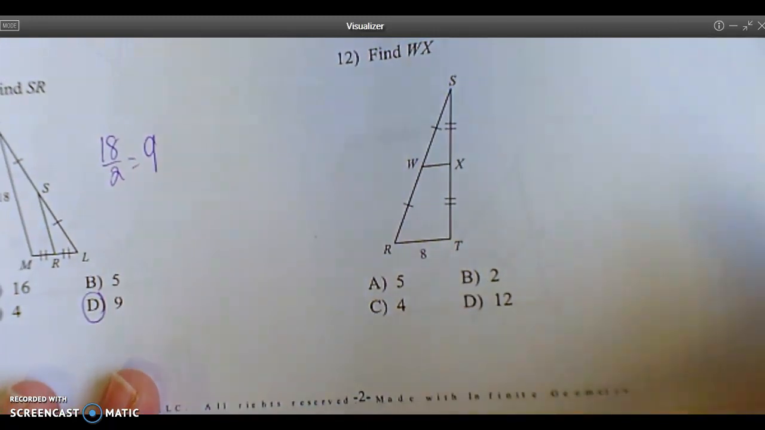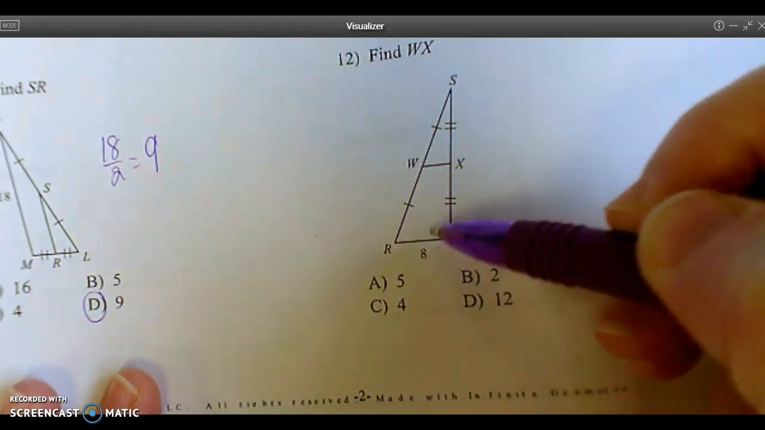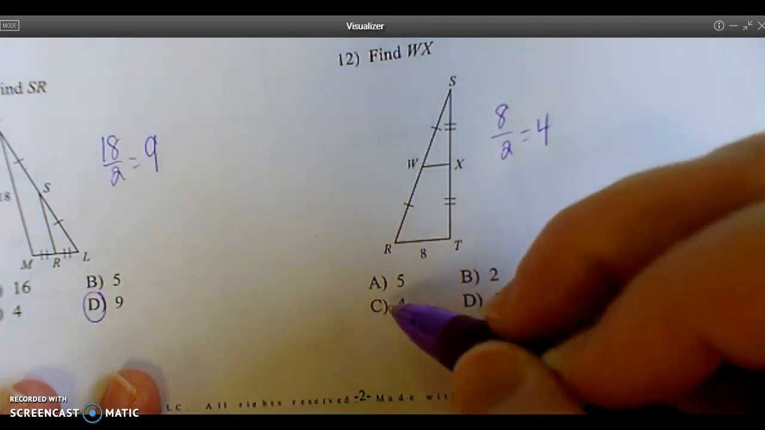Number 12. Again, it says WX. It's still the short side compared to this side. So I'm going to divide it by 2 to get 4.